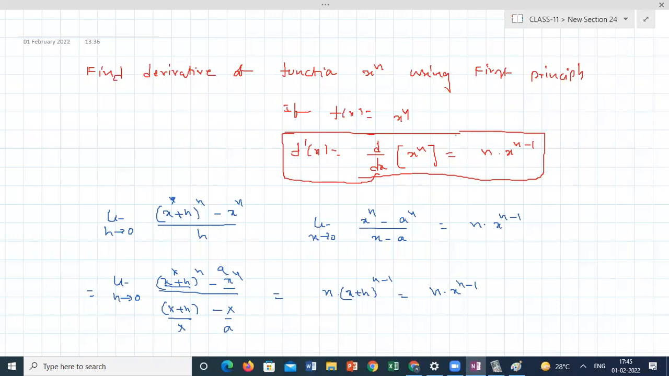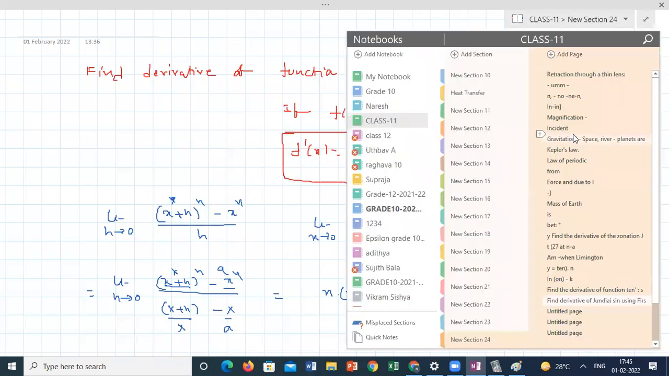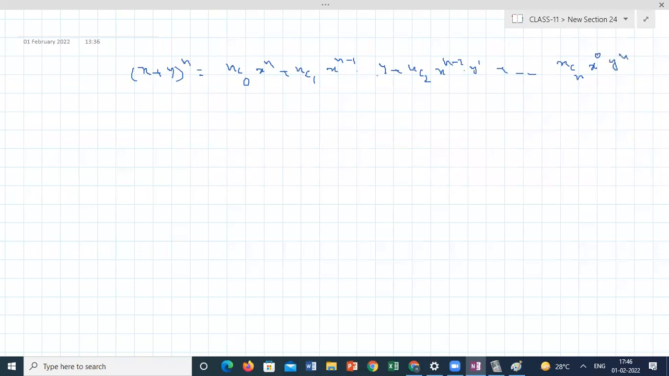But usually, in general, I will explain using the binomial theorem method. Binomial theorem says the expansion, suppose I have x plus y whole power n, can be written as nC0 x power n plus nC1 x power n minus 1 into y plus nC2 x power n minus 2 into y square, and so on, up to nCn x power 0 y power n. So the x power decreases, y power will increase with these coefficients. You have to understand the meaning of nC0 and all these coefficients.